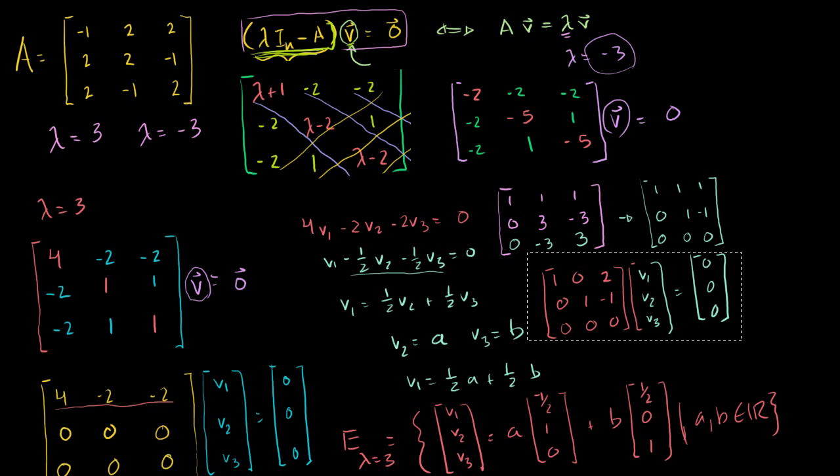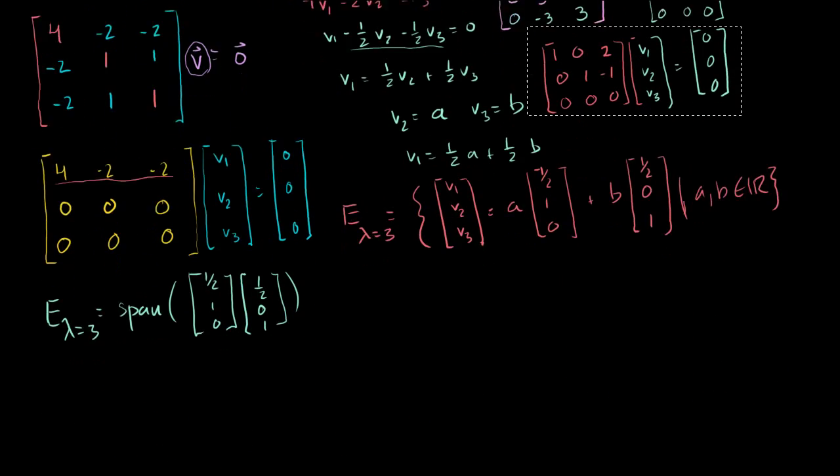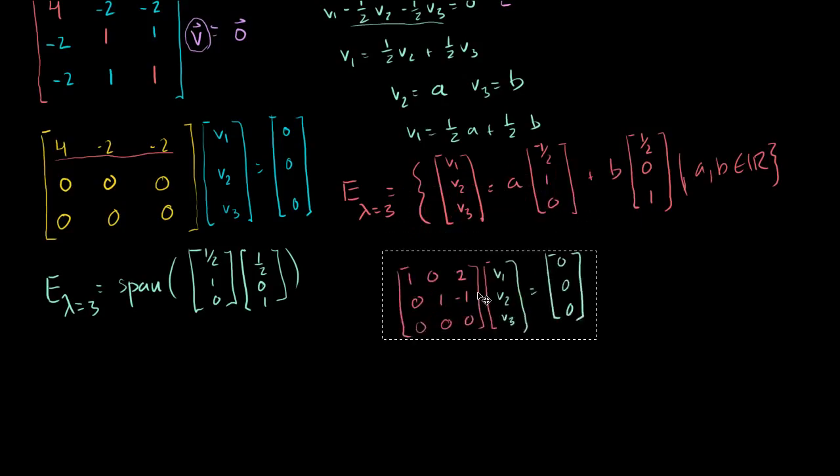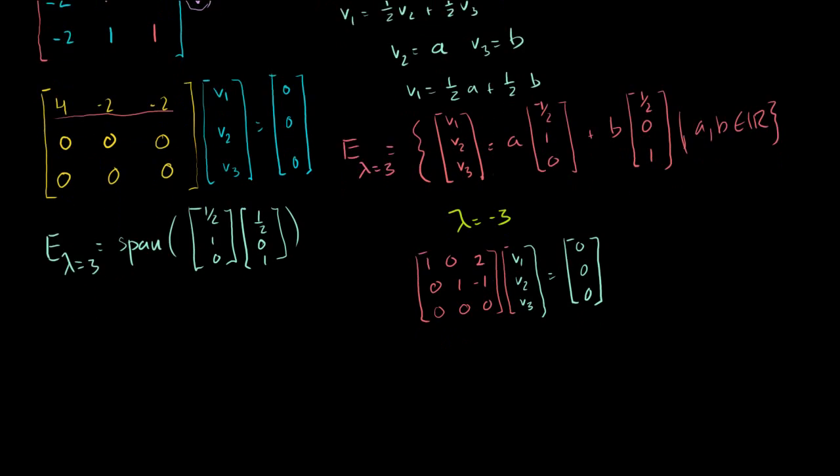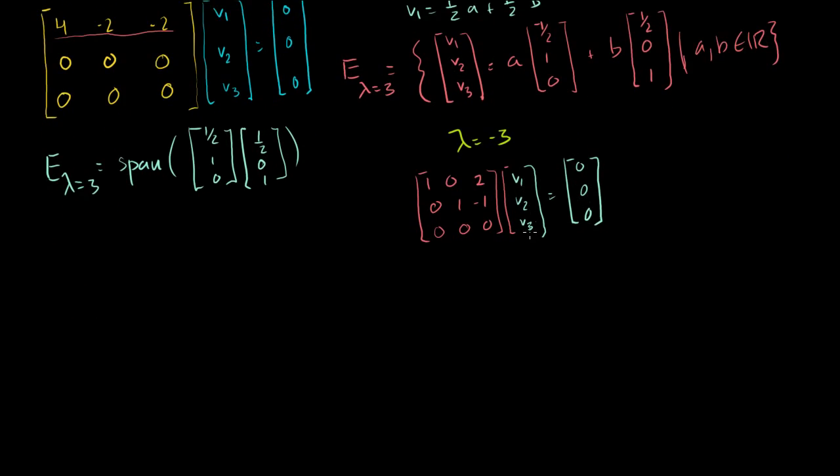So let me move this lower down where I have some free real estate. This corresponds to lambda is equal to minus 3. Just to make us clear, it's not related to this stuff right here. So what are all of the v1s, v2s, and v3s that satisfy this? Let's say that v3 is equal to t.